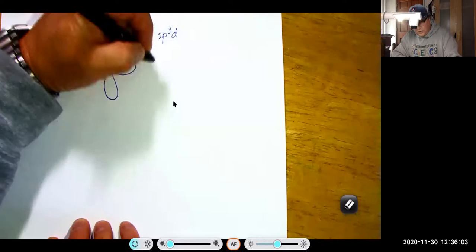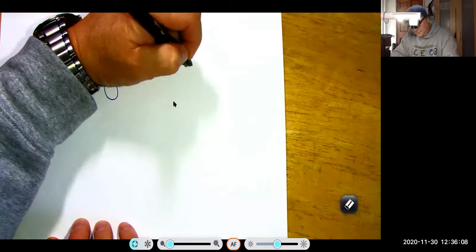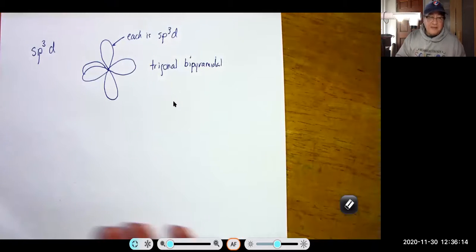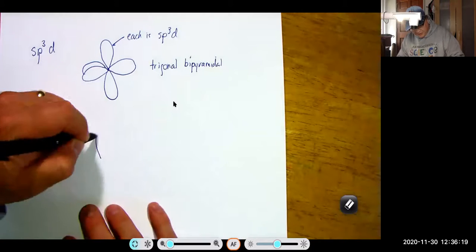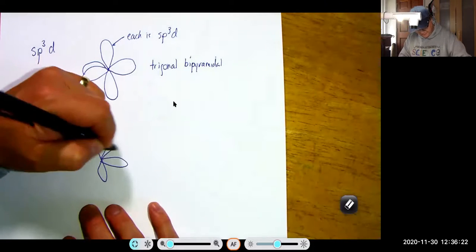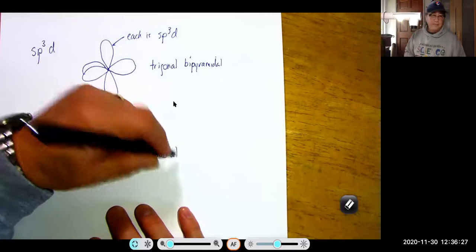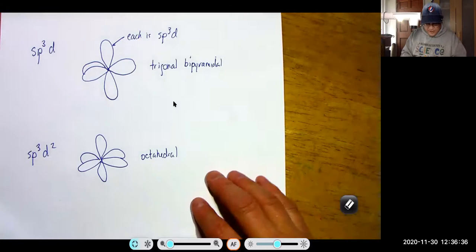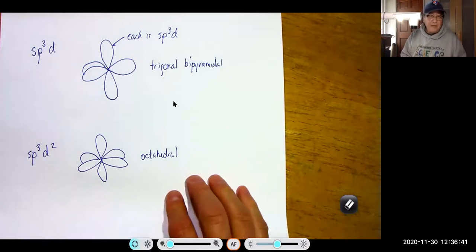Okay, and this is called trigonal planar, or excuse me, trigonal bipyramidal. If this seems like flashbacks back to VSEPR, it certainly is. And sp3d2 is going to look like this, and we call that octahedral. And the angles are the same as VSEPR. The way this differs from VSEPR is it actually gives us a reason for why the orbitals are the way they are. They hybridize. Okay?